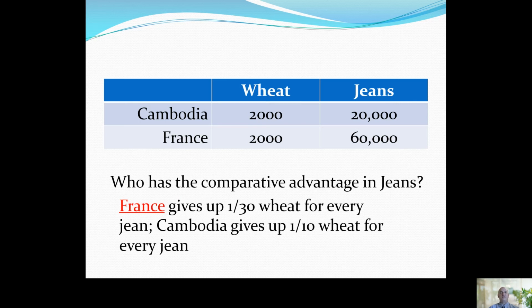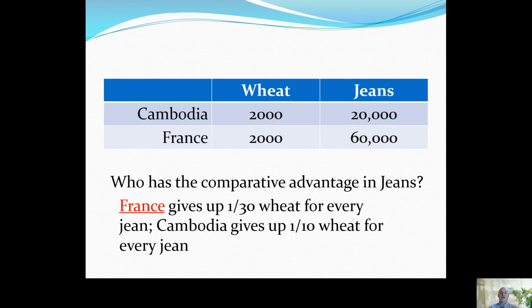Who has the comparative advantage in producing jeans? Remember, it's not who produces the most, it's who has the lowest opportunity cost, the lowest trade-off. Well, in this case, France has the lowest opportunity cost. If you take 2,000 divided by 60,000, that means that for every pair of jeans France makes, they give up 1/30th of a bushel of wheat. Cambodia is going to give up 1/10 of a bushel of wheat for every 1 pair of jeans that they make.